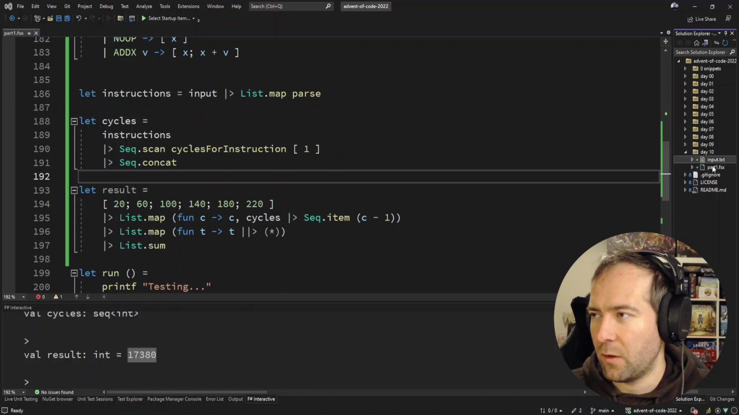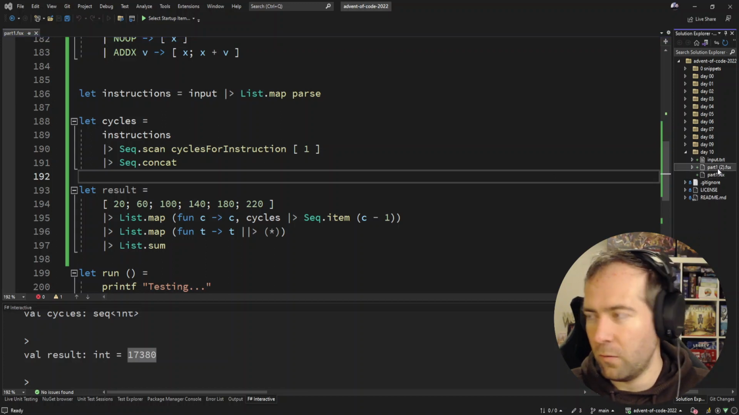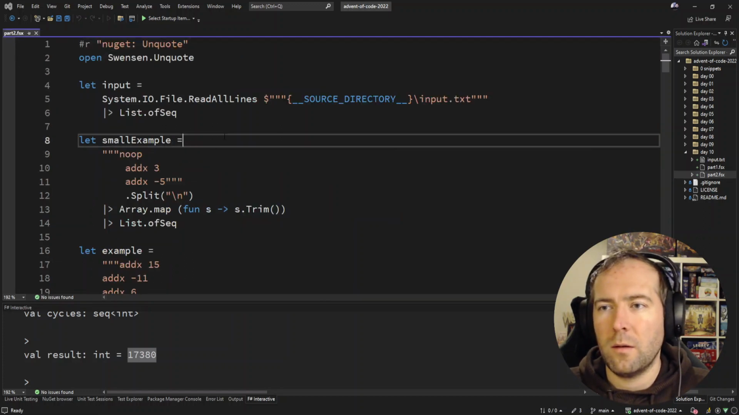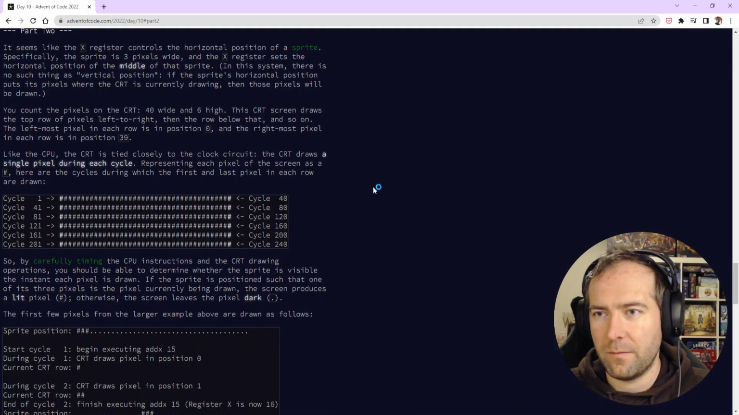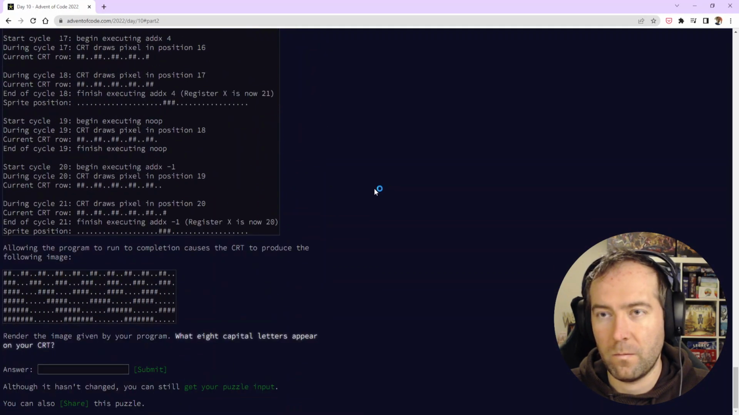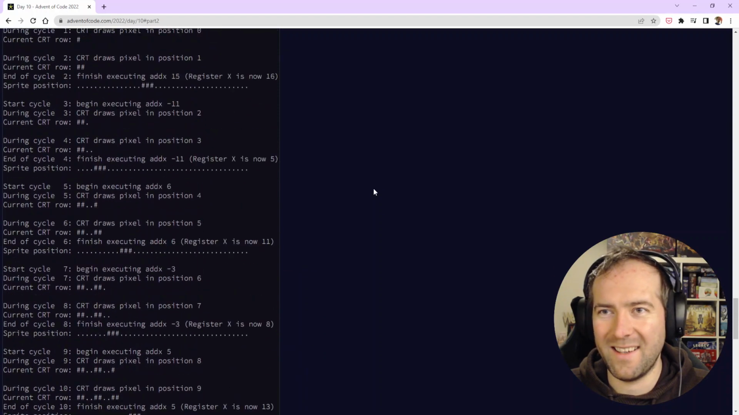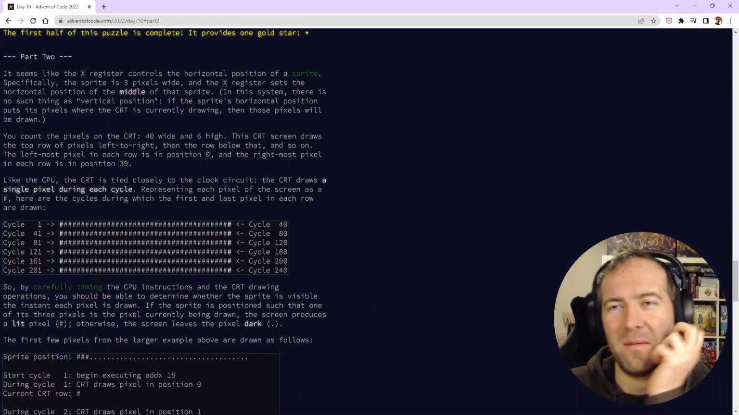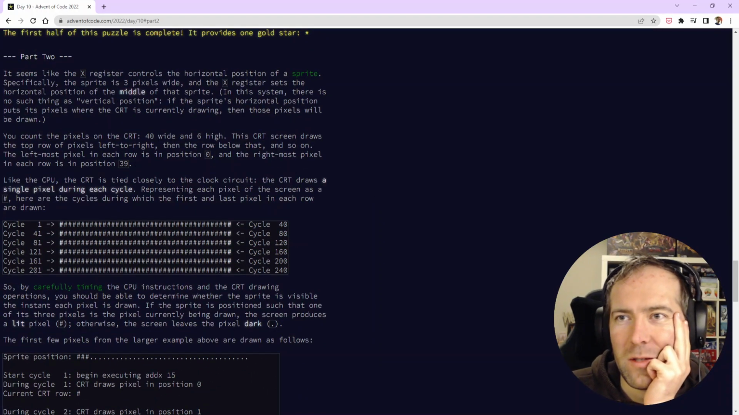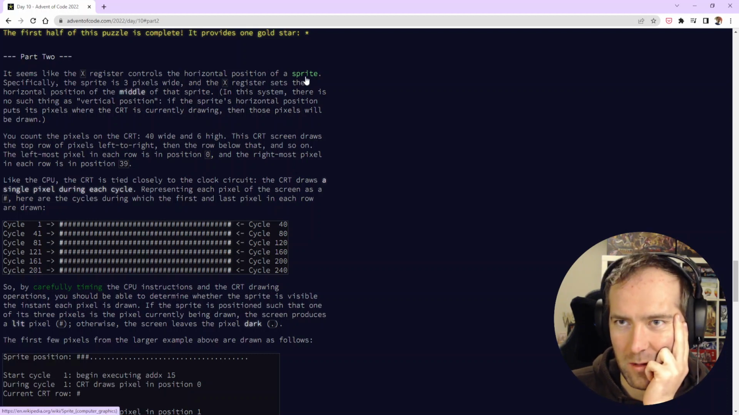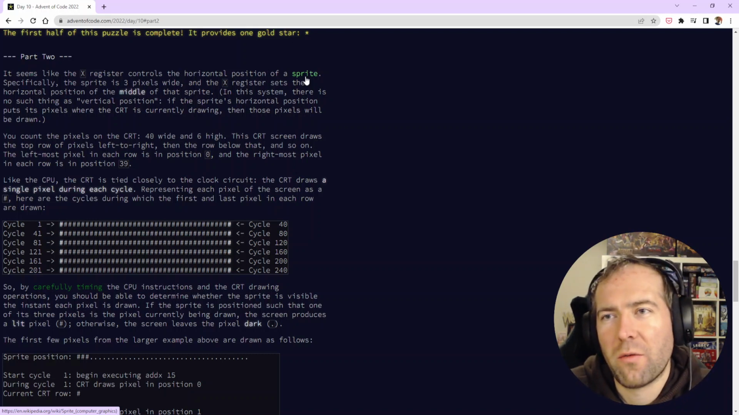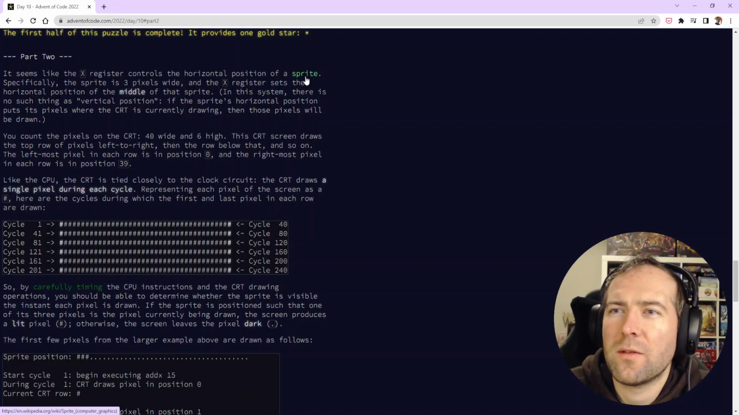There we go. I'm copy pasting my file for part 2. And let's take a read here. Okay, that's a big part 2. So it seems like the X register controls the horizontal position of a sprite. Interesting. The sprite is 3 pixels wide, and the X register sets the horizontal position of the middle of that sprite.